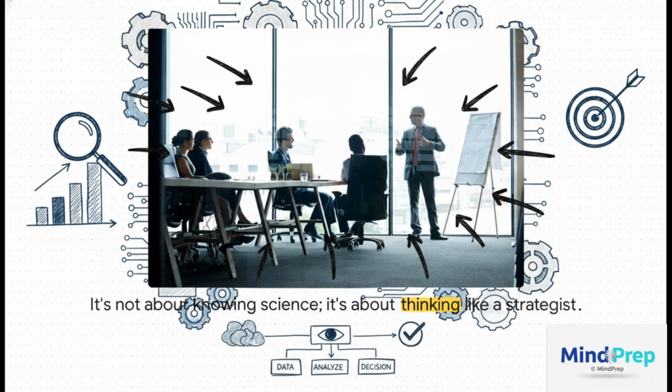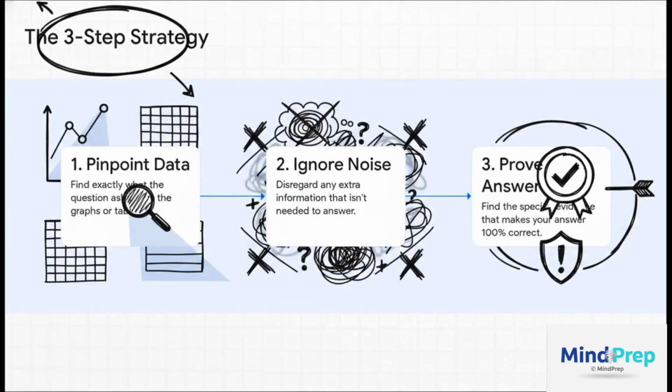This image just nails it, doesn't it? This is your new role. You're no longer just a student taking a test. You are a data strategist. Your entire job is to analyze the information in front of you and make a precise, evidence-based decision. That's it. And here it is, your simple, repeatable three-step playbook.